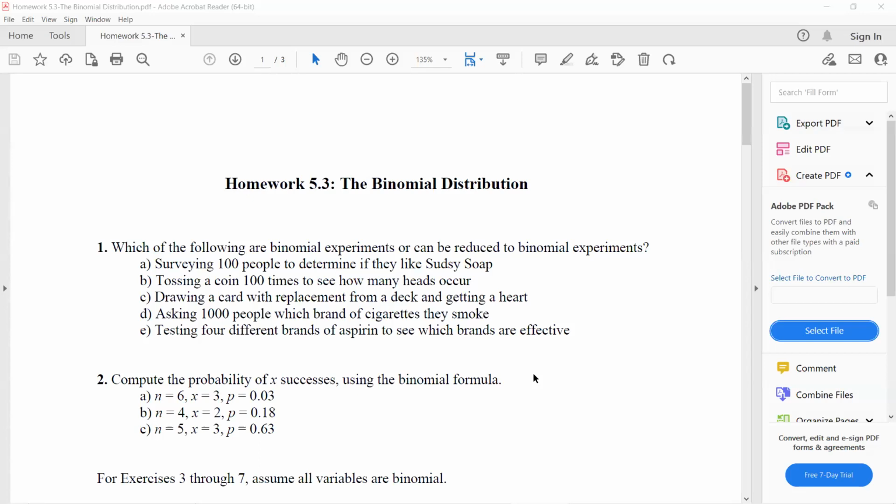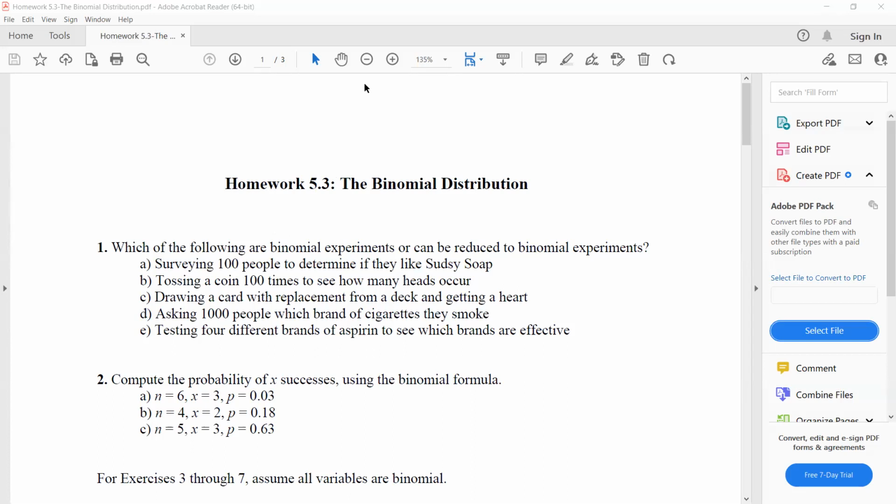Number 1, I already did. Compute the probability of X successes using the binomial formula. So this time we want to put it in the binomial formula, right? Let me put this on the screen so we can see it. So we have N, we have P, we have X, right? And our formula for this is going to be, I'll put it above here.